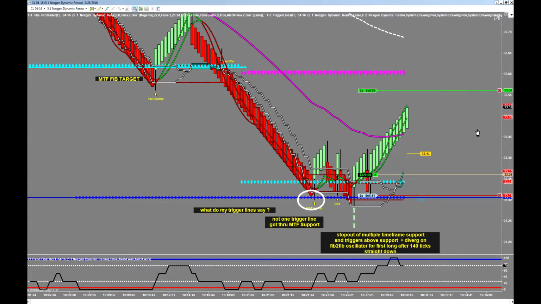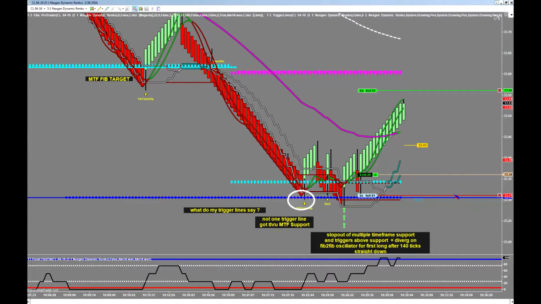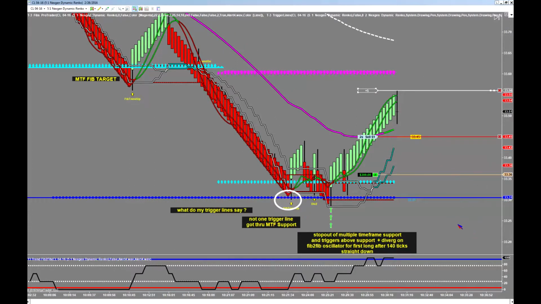Again, maybe not being greedy on the first. Oh man, hit my target. All right, does everybody understand this one? Right, the trigger lines initially said support's going to hold. One little tick down through it to stop it out doesn't dissuade me from thinking that support's going to hold.